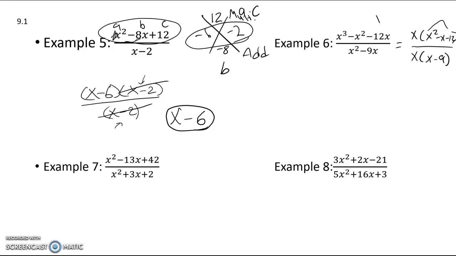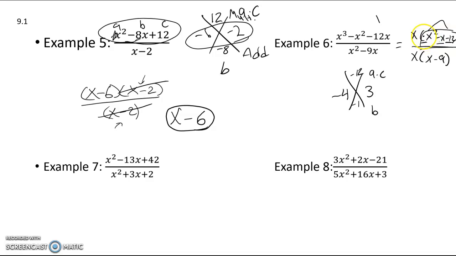So again, I'm just looking at this trinomial, not the original one, but this one inside. I'm going to do a times c, so negative 12 times the front number, so negative 12. And then b goes on the bottom, so negative 1. I'm trying to find two numbers that multiply to negative 12 and add to negative 1. Those numbers are going to be negative 4 and 3. Negative 4 times 3 is negative 12. Negative 4 plus 3 is negative 1.